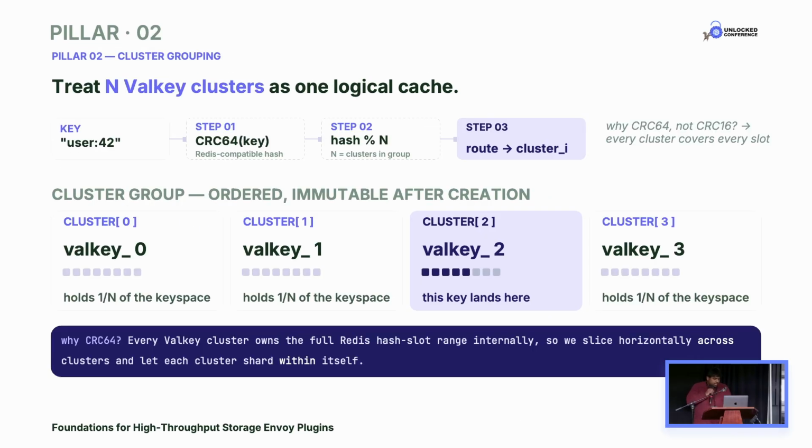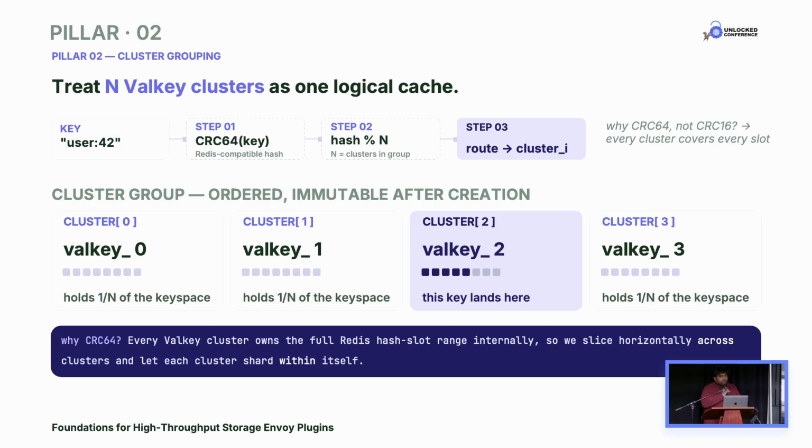The second pillar here is something called cluster grouping. So what this means is, Valkey has a limit on cluster size, and for our scale, we are able to hit that limit easily, mostly because of the traffic, but for some cases which are memory bound, because of the data also, we are able to hit this limit.